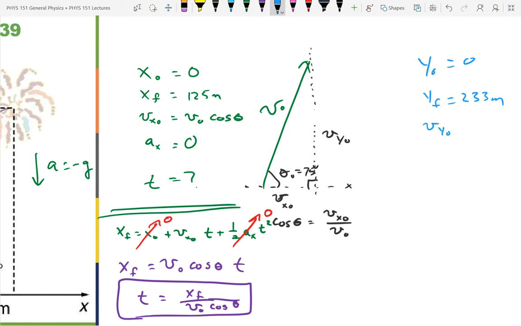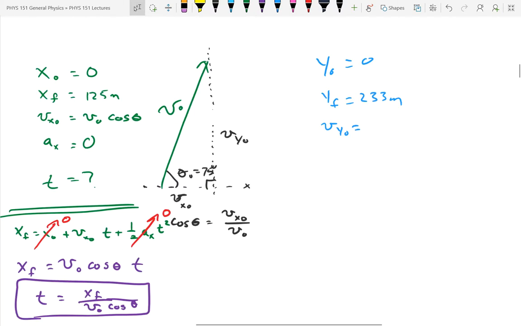So looking at my picture, Vy0 is the opposite side from the angle given. And so sine theta will relate opposite over hypotenuse. So Vy0 is V naught sine theta. Ay is minus g because we have the acceleration of gravity acting downward. That's where the minus sign comes from.